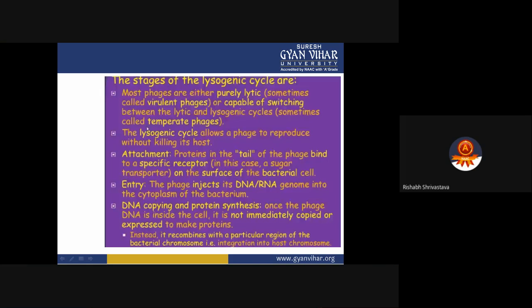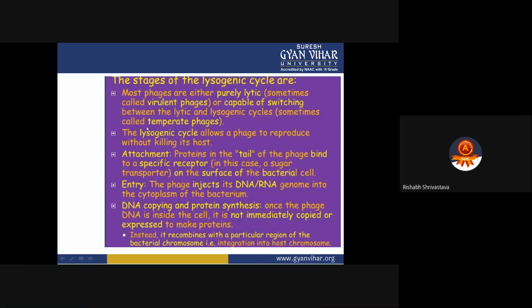The stages of the lysogenic cycle. Most phages are either purely lytic, sometimes called virulent phages, or capable of switching between lytic and lysogenic cycles, sometimes also called temperate phages. The lysogenic cycle allows the phage to reproduce without killing its host.